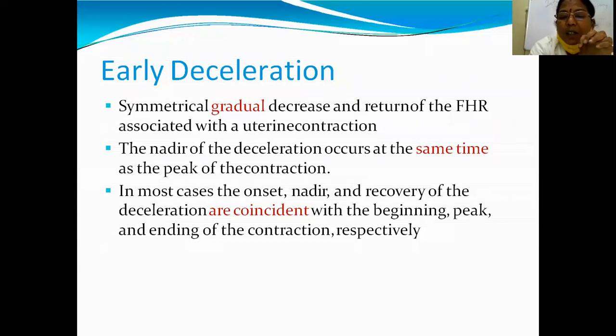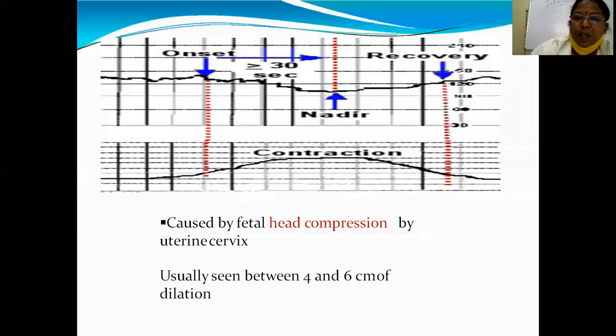In most cases, the onset, nadir and recovery of deceleration coincide with the beginning, peak and ending of uterine contraction respectively. So the contraction and fetal heart rate correlate. For this, when we do it, we put one probe on the maternal abdomen at the fundus, because we all know that uterine contractions start from the fundus. On the fundus we keep a toco for maternal monitoring, and where we can hear the fetal heart rate loudly, there we put the fetal probe. So these two probes are tied to the maternal abdomen.